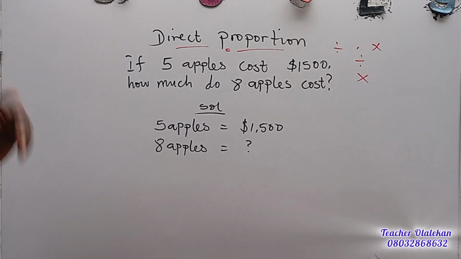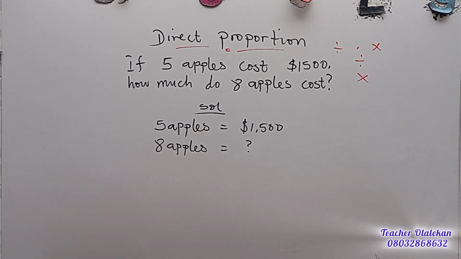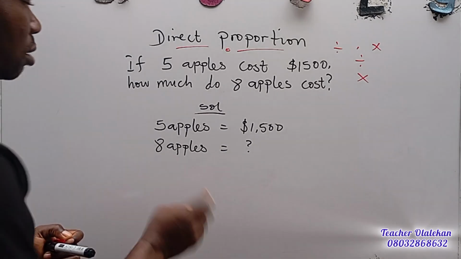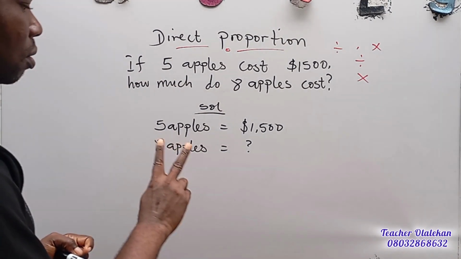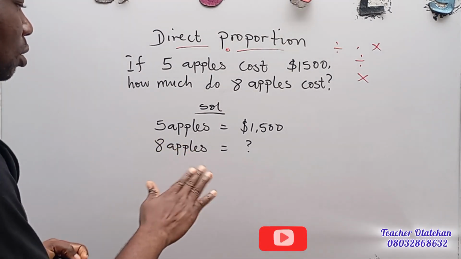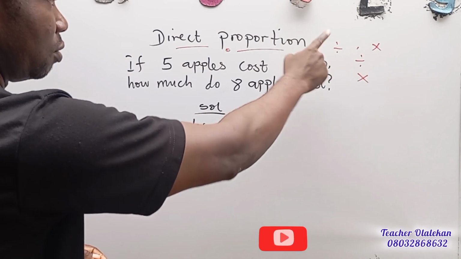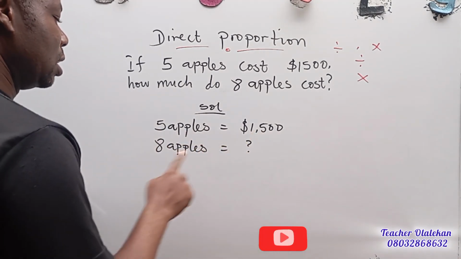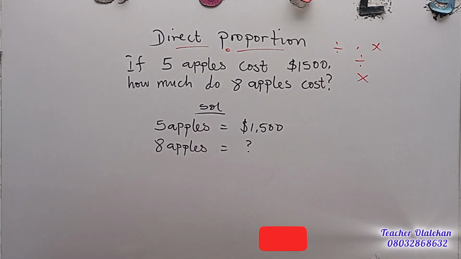In this case, we should be expecting something greater than $1,500. So that's how to also use your logic in deciding whether your answer is correct or wrong. If it is correct, then you leave the answer. If it is wrong, you try to change your operations. At least one of these operations will definitely give you the answer. Because if 5 apples cost this, then 8 apples is expected to cost more than 1,500.